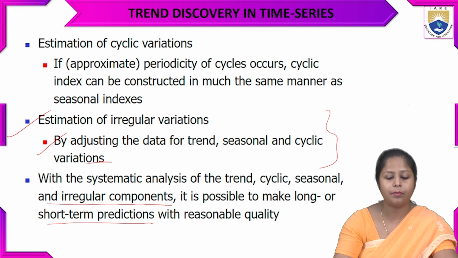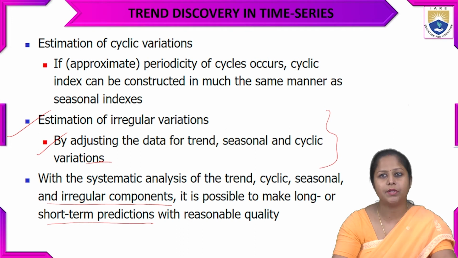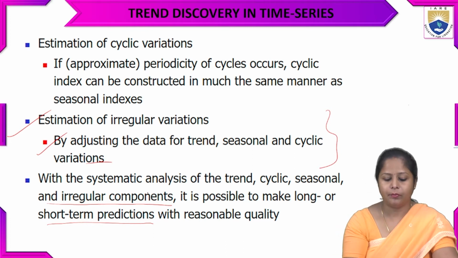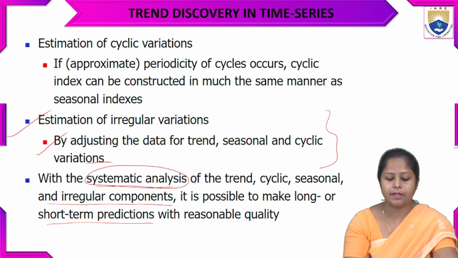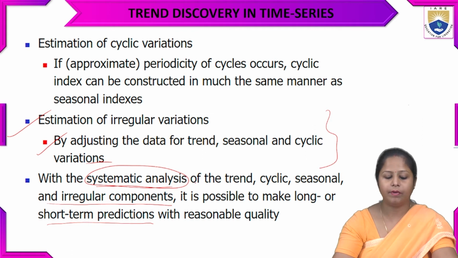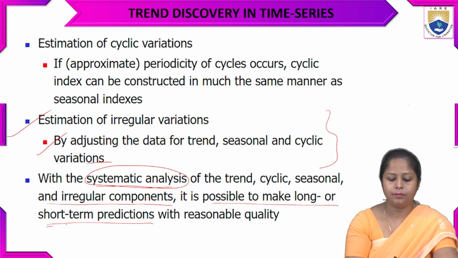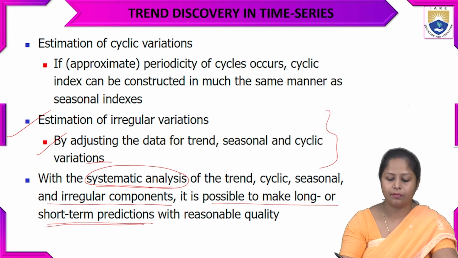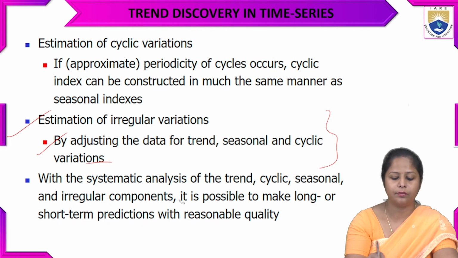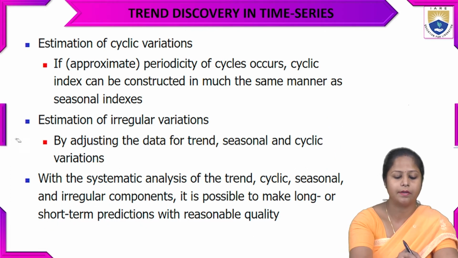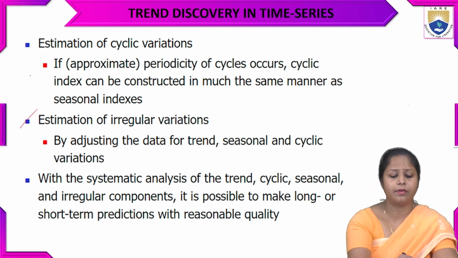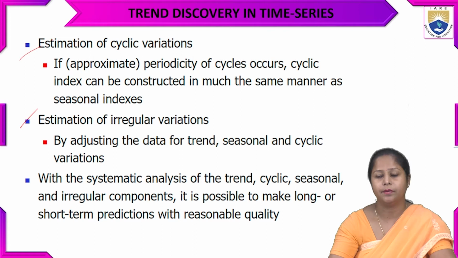So these were the four types of trend discovery in time series. After that we combine them, and we will be able to get a long or short-term prediction with reasonable quality. So there will be quality if we work on the four aspects of the time series data, right? So in this we have covered the four types of trends, right?